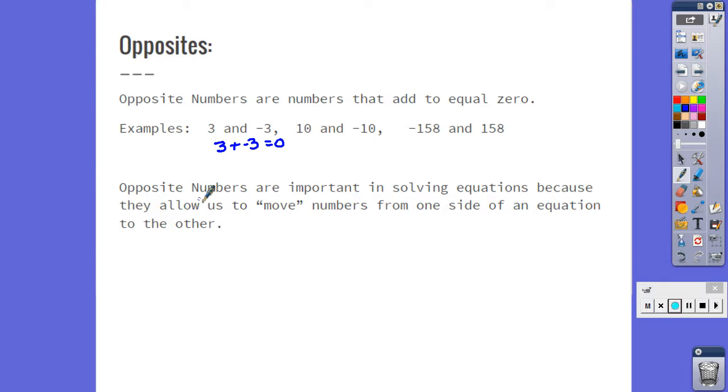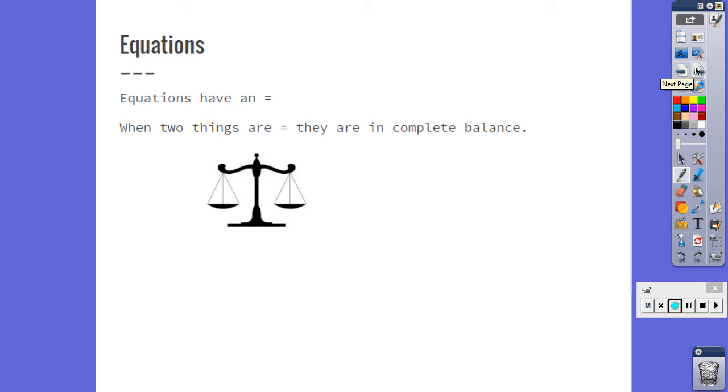And opposite numbers are important in solving equations because they allow us to move numbers from one side of an equation to the other. We're going to talk about what it means to move numbers in a moment.